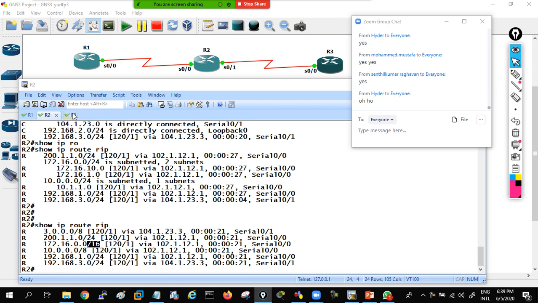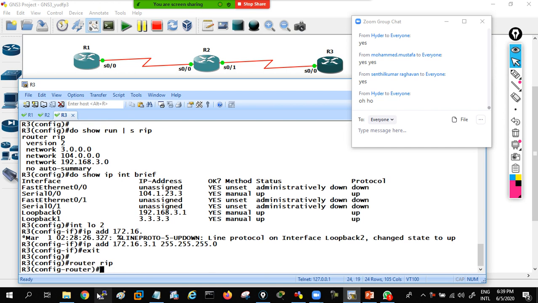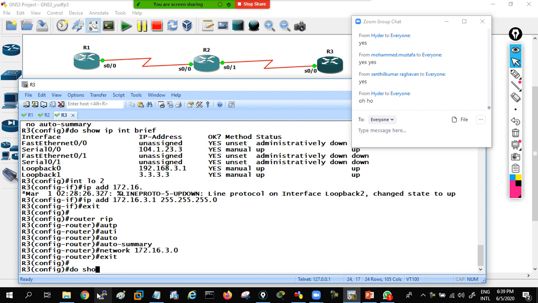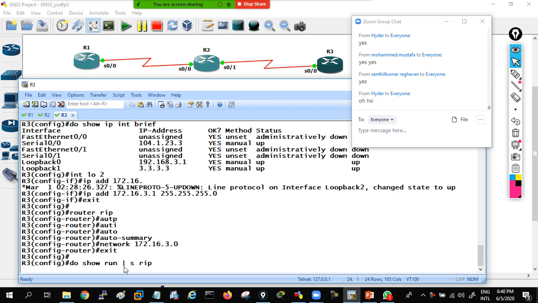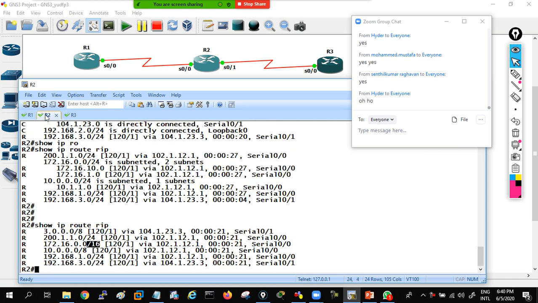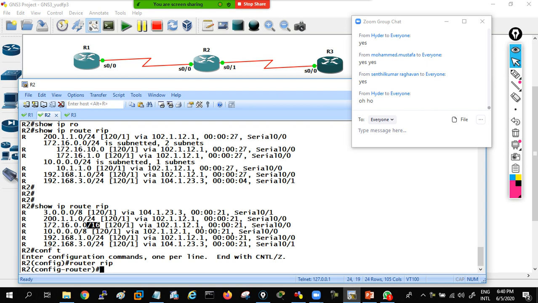See, yeah, see there. Router rip. Okay, I am going to disable that. Router rip and auto-summary. Then network 172.16.3.0. I made it like that. But this guy, do show run section rip. Then this guy is considered as a /16 network. See there, the big fun has started now. And here also I am making auto-summary. Let's go and do that. Configure terminal, router rip. You know what is the biggest problem there?